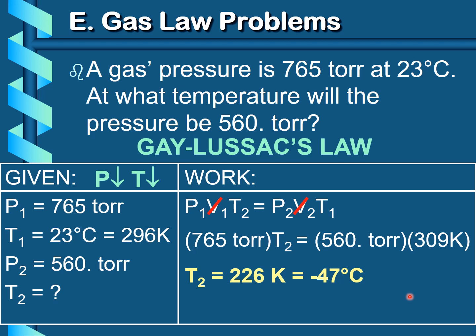So we have 560 times 309 divided by 765. Okay, so we have 226 Kelvin, and since the original temperature is in terms of degrees Celsius, we subtract 273, it would really give us negative 47 degrees Celsius. It is negative because the temperature which was originally in Kelvin is converted to degrees Celsius.